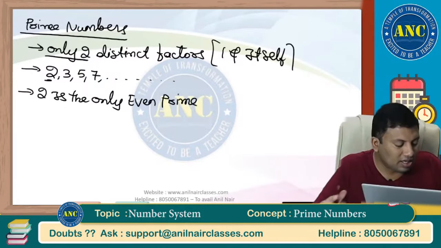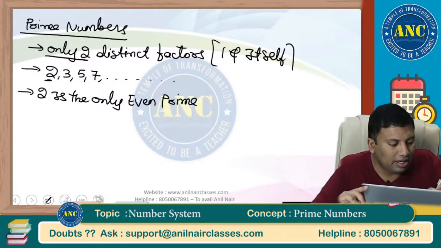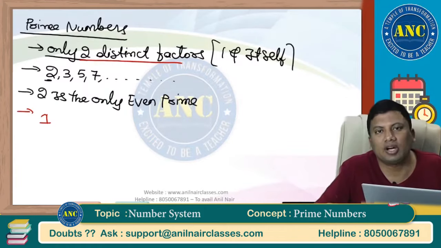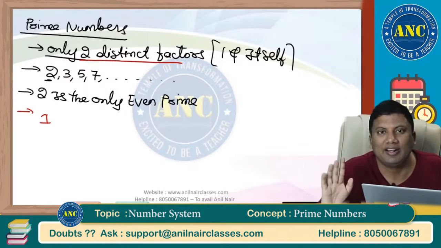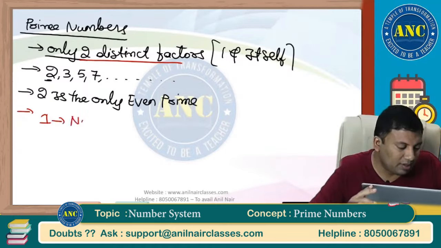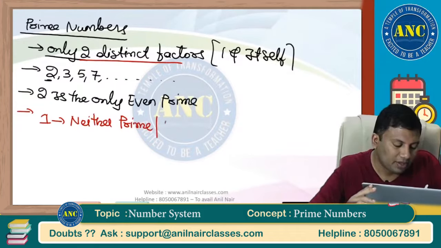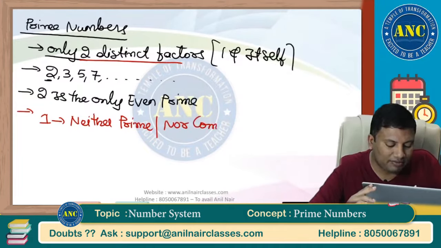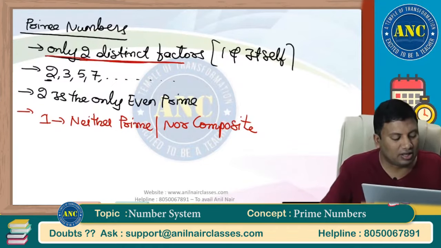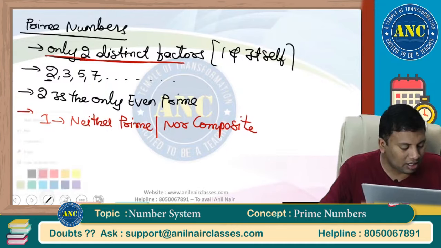A prime number is a number which has got only two distinct factors. Suppose, for example, if I take 1, the natural number 1 has got only one factor, that is 1 itself. 1 into 1 is 1. So 1 is neither prime nor composite, because it has only one factor, and that factor is 1. The number which has exactly two distinct factors is called a prime number.